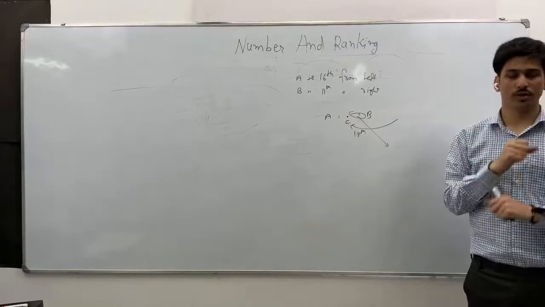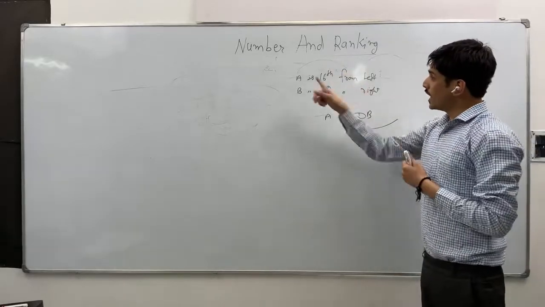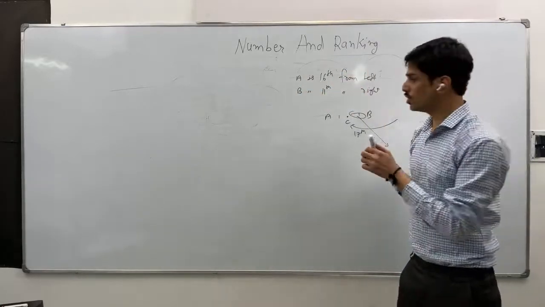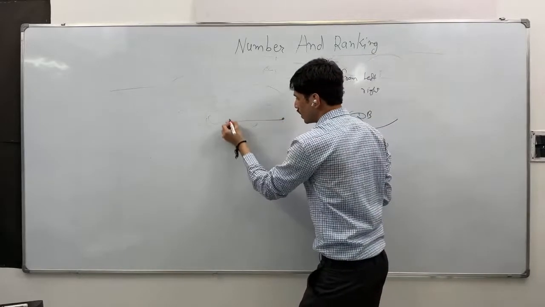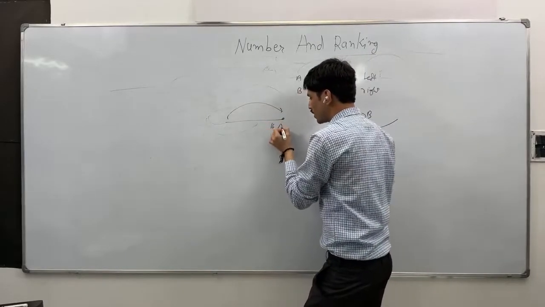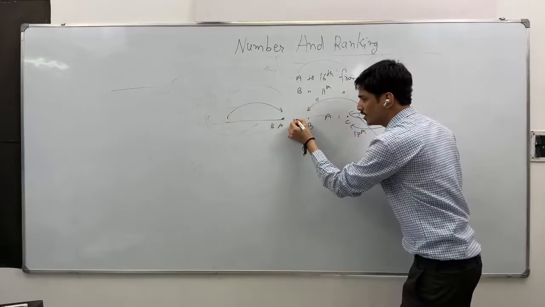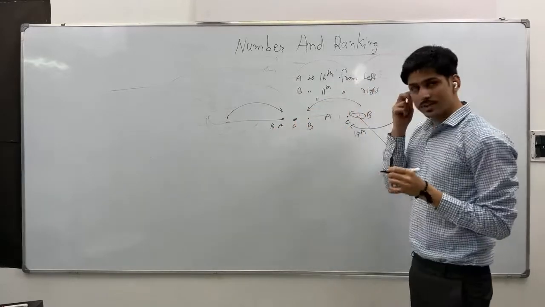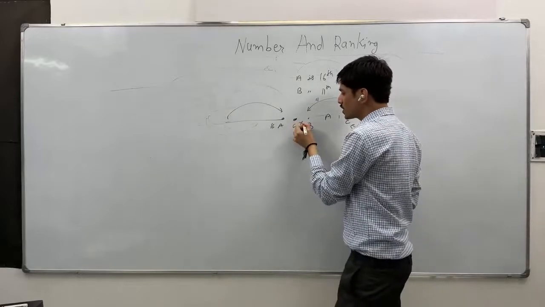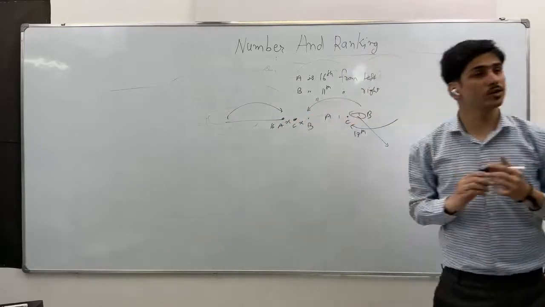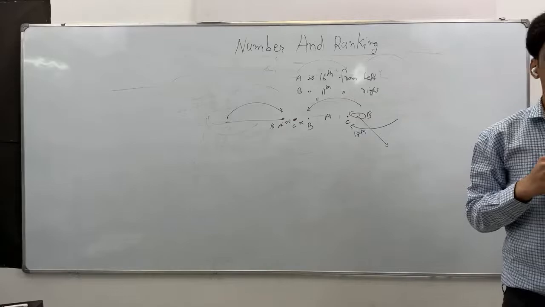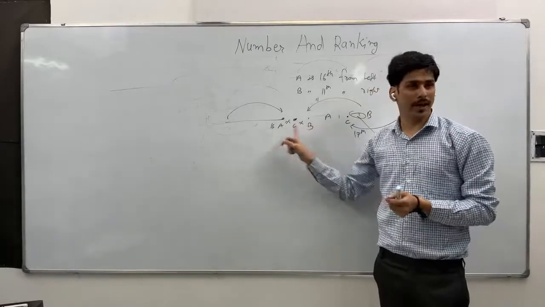How do you solve this question? See from here. A is 16th from left, right? So you will draw like this. A is 16th from left, and B is 11th from right. Right? And this one is student C. So if I say, let's say between C and B X students are there, then between A and C also X students will be there, right? Because C is the midpoint of A and B.